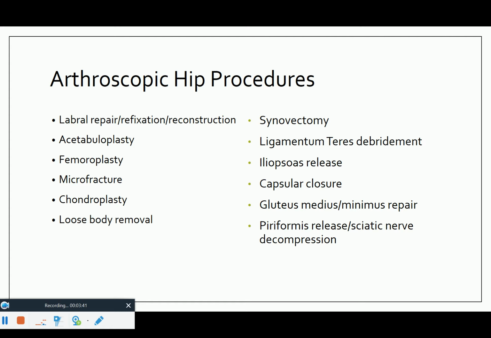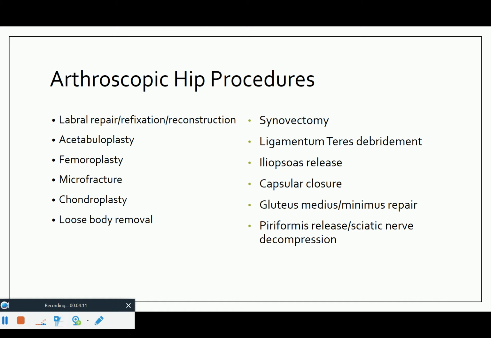So here are some arthroscopic hip procedures, including labral repair or refixation or reconstruction, what we would call acetabuloplasties and femoroplasties, which if you hear the term plasty, it basically means a reshaping of the bone or reshaping of a structure. So as you can imagine, acetabuloplasty would be reshaping the acetabulum. Femoroplasty is reshaping the femur.